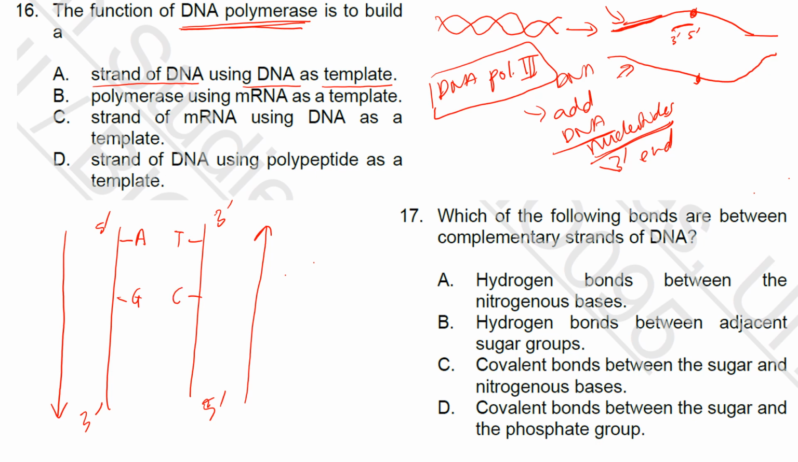So the two DNA strands will be held together by hydrogen bonds. The hydrogen bond between adenine and thymine will be 2 hydrogen bonds. The hydrogen bond between guanine and cytosine will be 3 hydrogen bonds. So the answer will be A, hydrogen bonds between the nitrogenous bases.